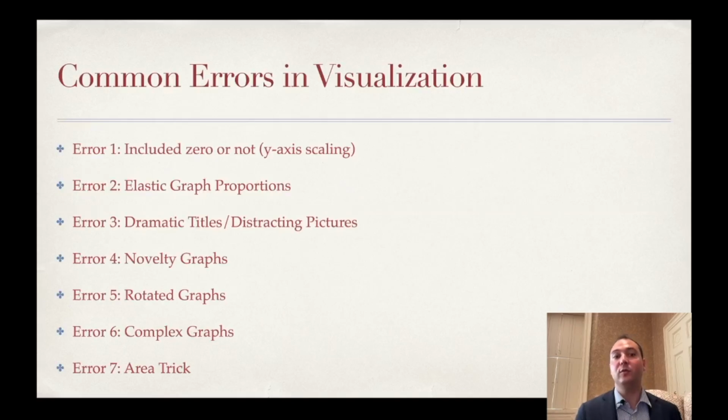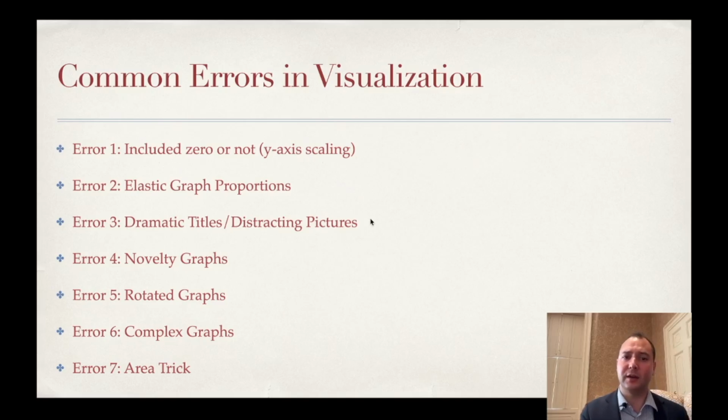Okay, so when we are making visualizations, we should consider some errors that people usually make. The first one is, should you include 0 or not when you're scaling your y-axis? The second one is the proportions of your graph. If we stretch it out, it might look a little bit different than if we scrunch it up. If our y-axis is a very long scale, we may look at it differently than if we had a shorter scale.